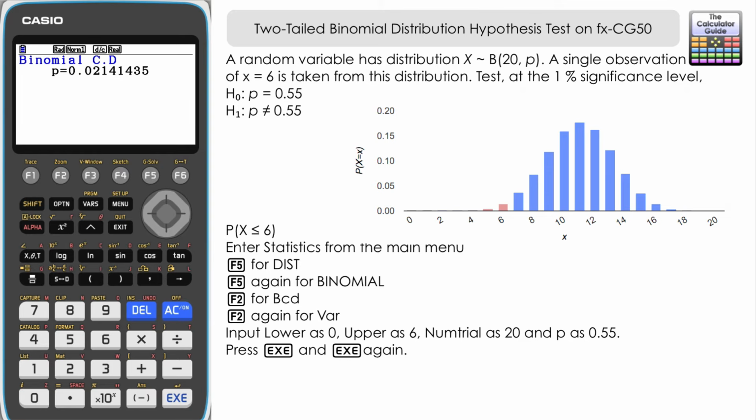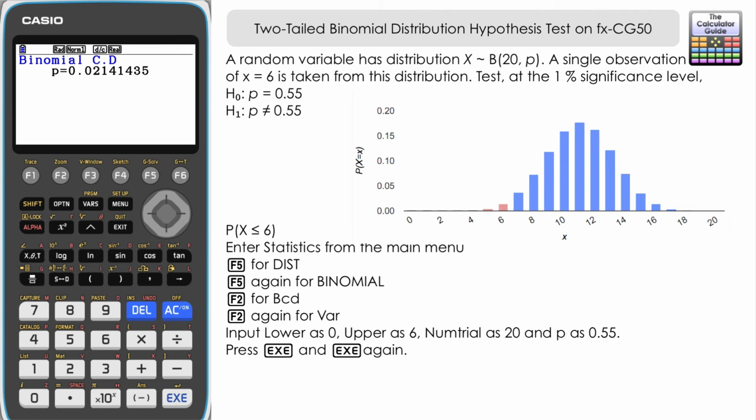So our critical value is 0.02141435. Now let's consider this as a percentage rather than a decimal. We have to multiply it by 100, which would be 2.14%. And we're comparing that against what we've got in the lower tail. We don't need to worry about the upper tail so much because 6 is quite a distance away from it. We've already taken into consideration the fact that we've got a two-tailed test by reducing the significance level to 0.5%. So we are testing 2.14% against 0.5%.